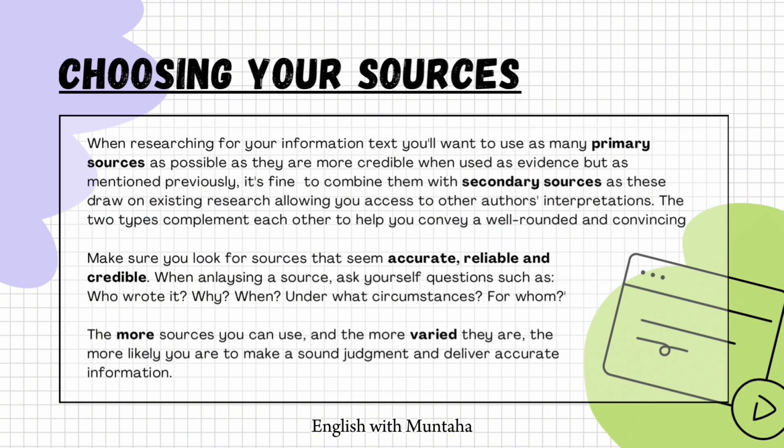Choosing your sources. When researching for your information text, you'll want to use as many primary sources as possible as they are more credible when used as evidence, but as mentioned previously, it's fine to combine them with secondary sources as these draw on existing research, allowing you access to other authors' interpretations. The two types complement each other to help you convey a well-rounded and convincing text.